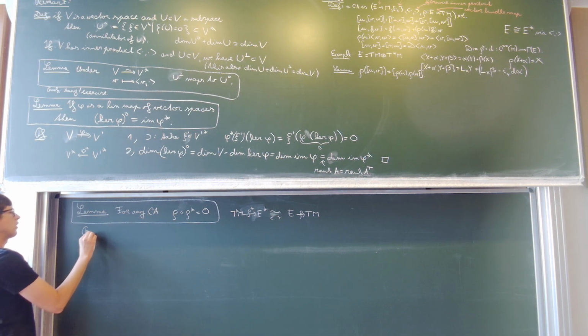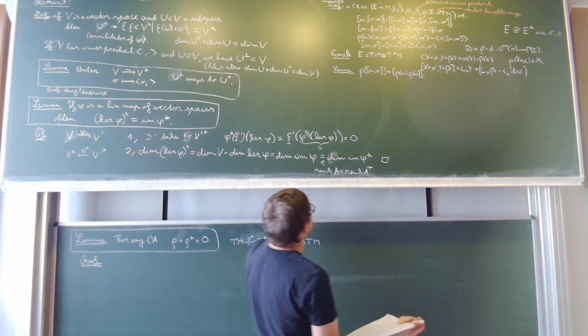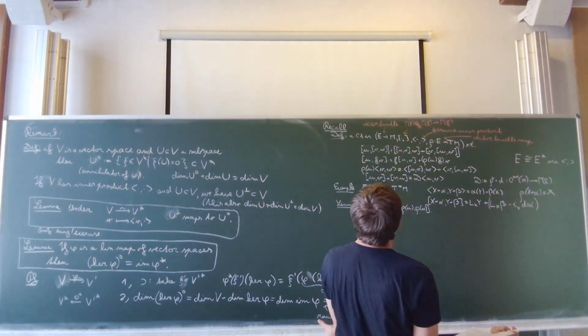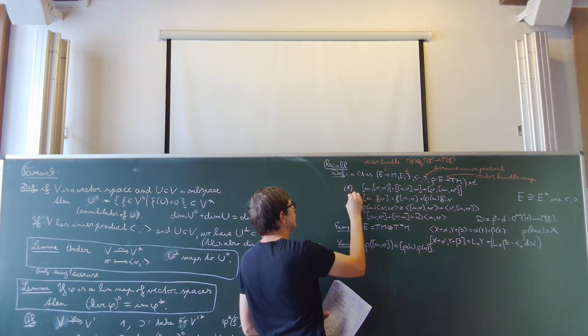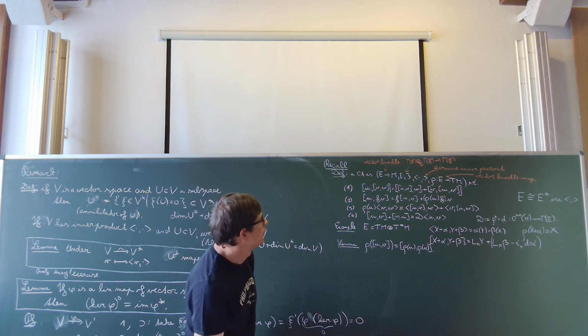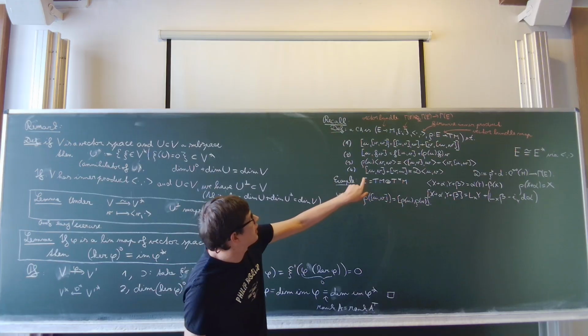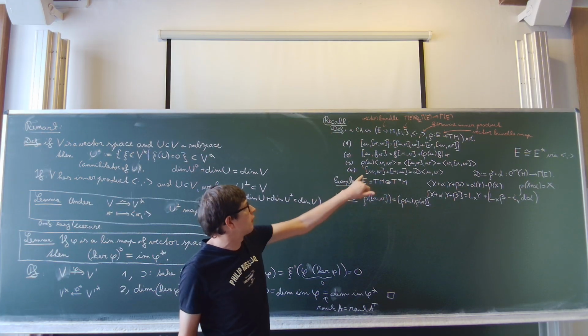Now this has a cute proof. Let me give you some numbers: 1, 2, 3, 4. Essentially what I want to do is take the fourth one and apply the lemma on it.